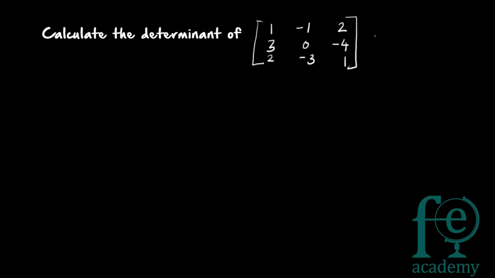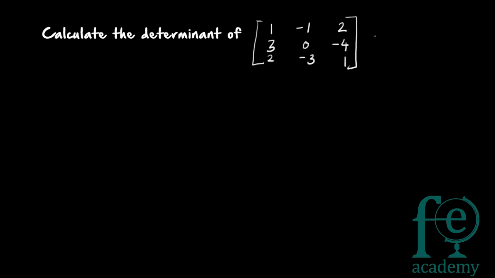Question number 2. Calculate the determinant of matrix 1, minus 1, 2, 3, 0, minus 4, 2, minus 3, 1. So already in the first question we saw how to calculate the determinant for a 2 cross 2 matrix. You just have to multiply the diagonal elements of the first diagonal minus the multiplication of the diagonal elements of the second diagonal. But this is a 3 cross 3 matrix. So in the case of a 3 cross 3 matrix, how can you find the determinant? For a 2 cross 2 matrix only, you will be able to find the determinant directly.